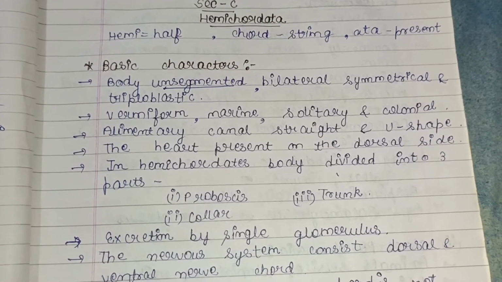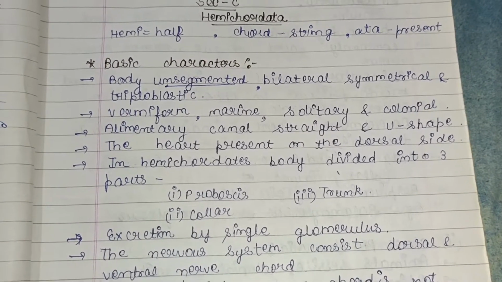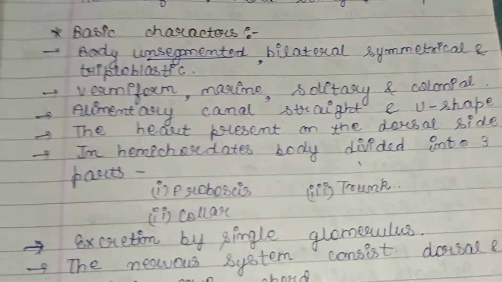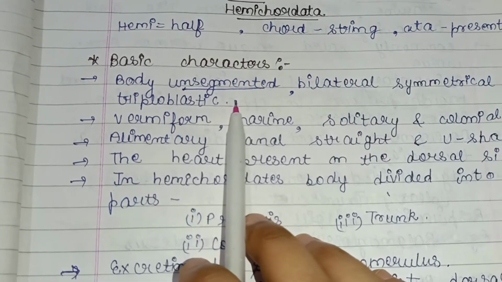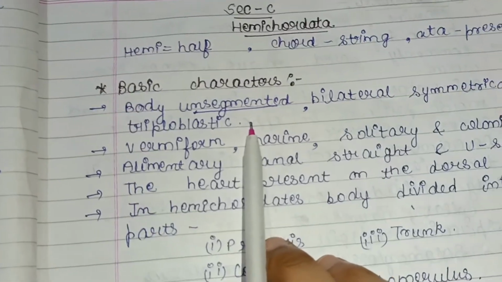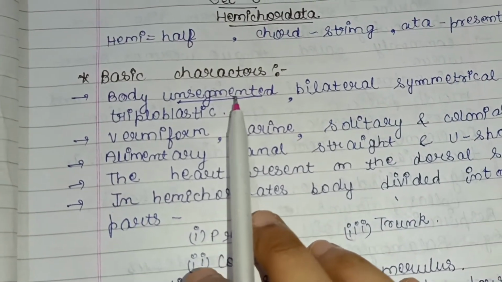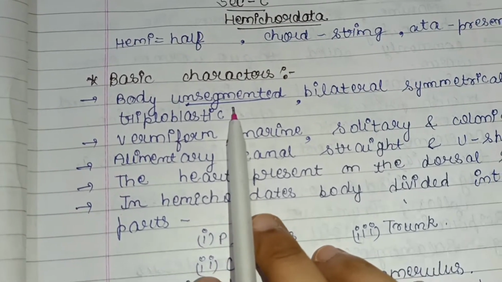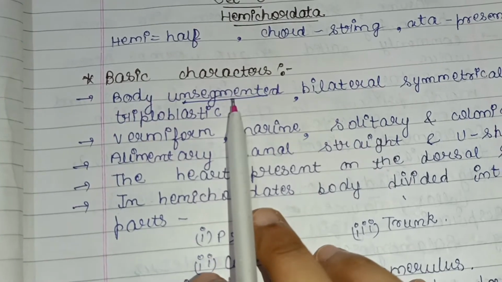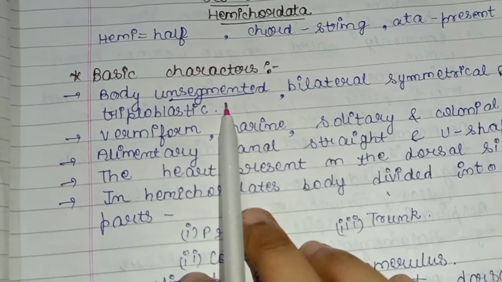First, their body is unsegmented. Unsegmented means not divided into segments, noting the egg which has not undergone any cleavage, or we can say the embryo or the parts of the embryo which show no metameric arrangement of their parts.